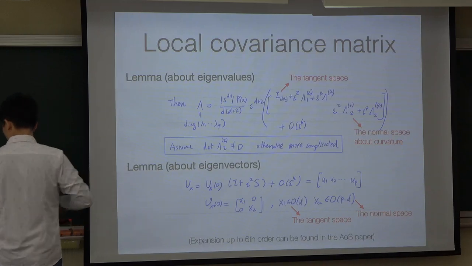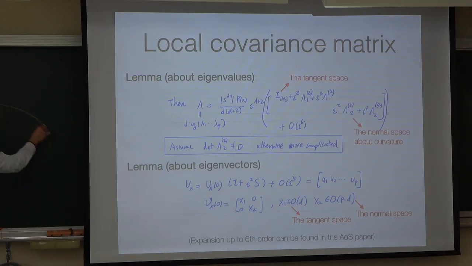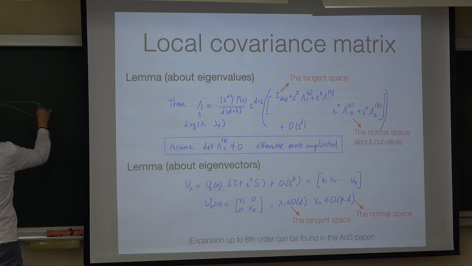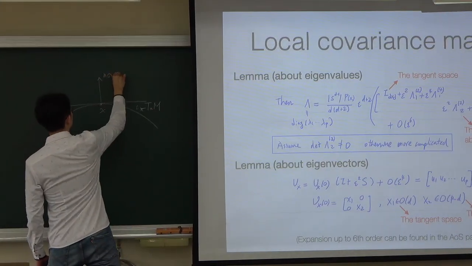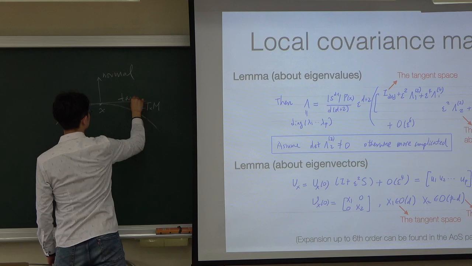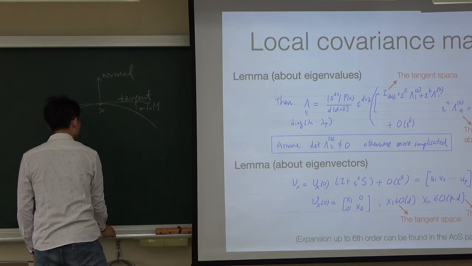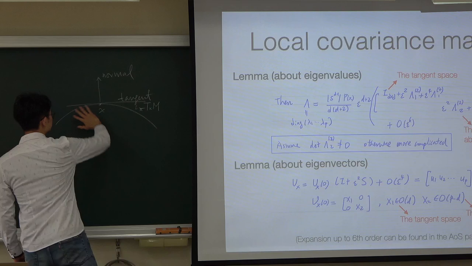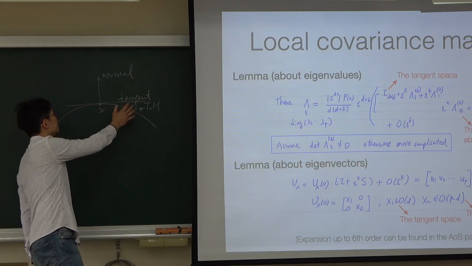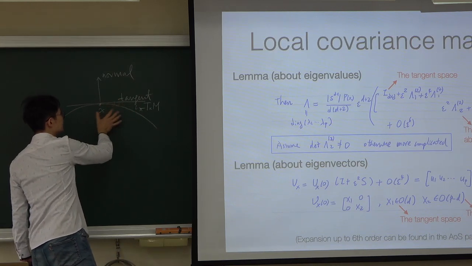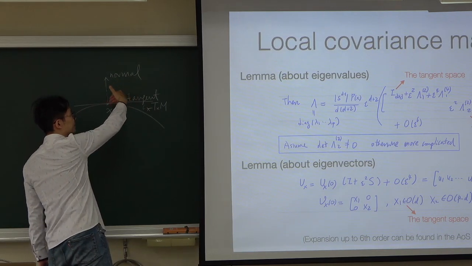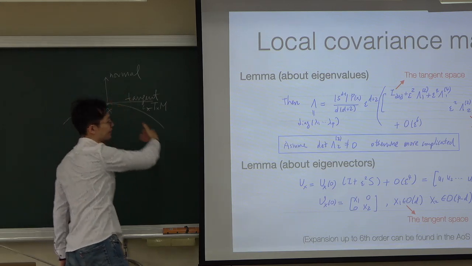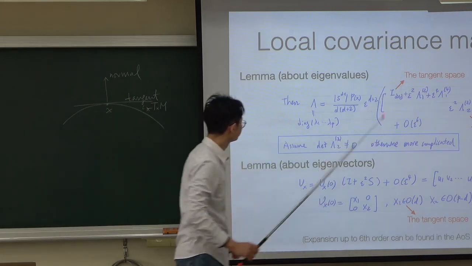Okay, so pictorially, you will have a manifold, and this is a point x, and you have this tangent space, and you have normal direction. This is normal. This is tangent. Okay, and what we see is, because this is a manifold, locally it is kind of just corrected by the curvature, but the curvature lives on a higher order term, and that is reflected in this expansion.